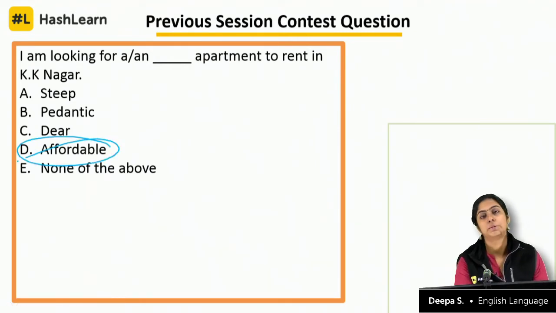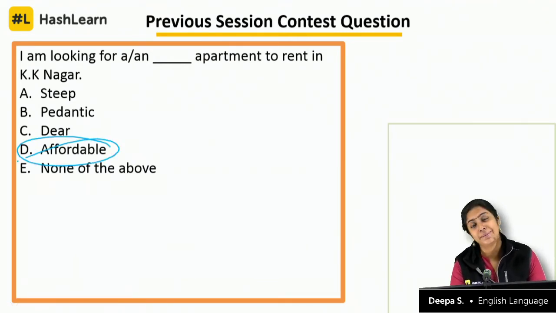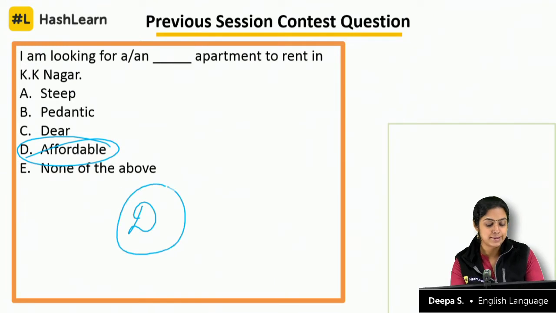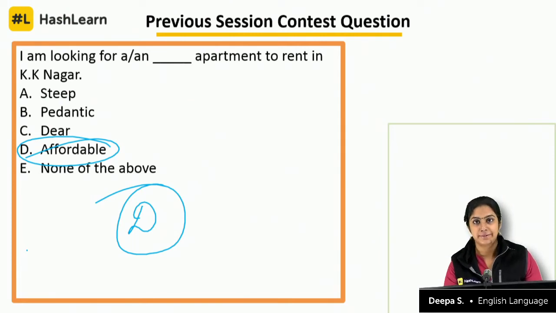Then there is affordable. Affordable means nothing but something that is within my means, something that I can actually go ahead and rent. So D is the best option here. It's a very simple question. So D is the answer here. Now without any further delay, we'll also look at today's contest question. Good luck before we go ahead with that.